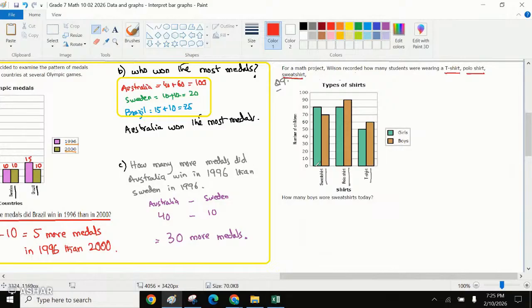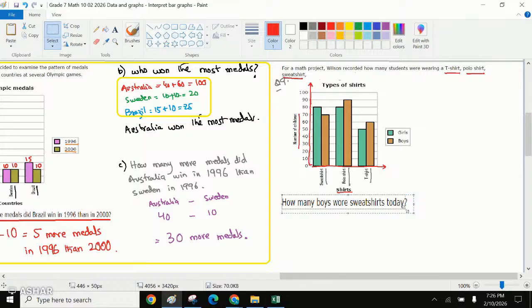Okay, and the horizontal axis shows us the shirts, what kind of a shirt is there, and the vertical axis shows us the number of students. Okay, the green color shows us the girls, and the brown shows us the boys. The first part of the question says, how many boys wore sweatshirts? Let's suppose if we say this is the first part. So we look at the sweatshirts. Brown was the boys. We can say 70, right? 70 boys wore sweatshirts.